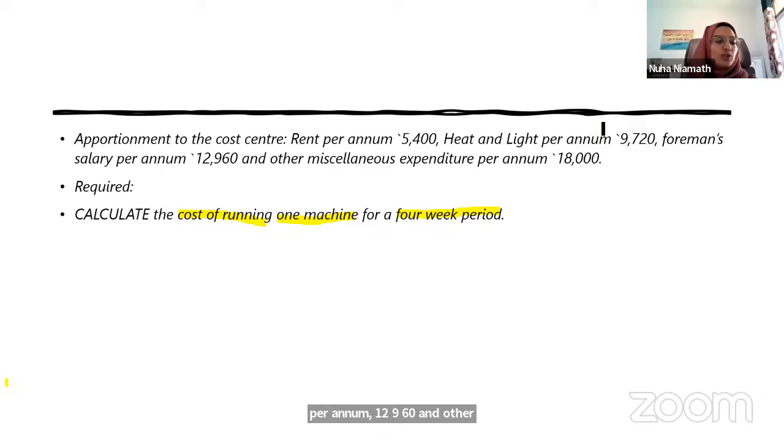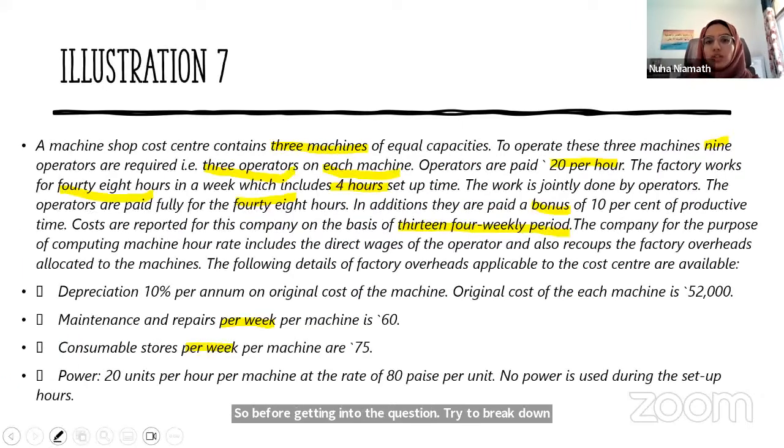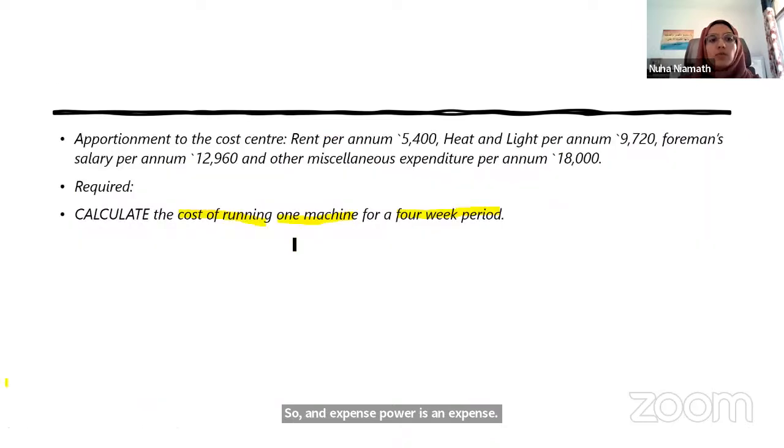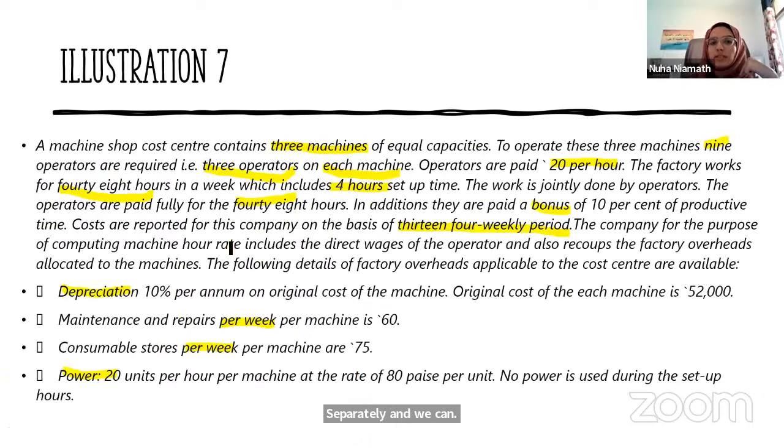So before getting into the question, try to break down your costs and expenses in the question itself. Please highlight wherever you see that there are expenses. Depreciation is an expense, power is an expense. Here we've already highlighted whatever the expenses are. Then when we move to the next, we can see there is a rental expense, a lighting expense, a salary expense, and a miscellaneous expenditure expense. How we can segregate these expenses is that these expenses are not directly related to the machine. They are probably related to the entire factory in which the machine is. So we can treat these expenses separately. This is how we can bifurcate expenses in our answer.